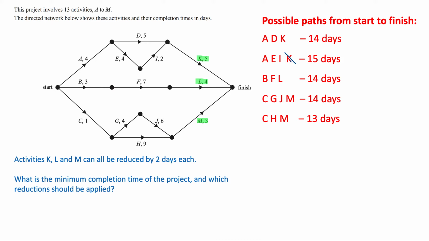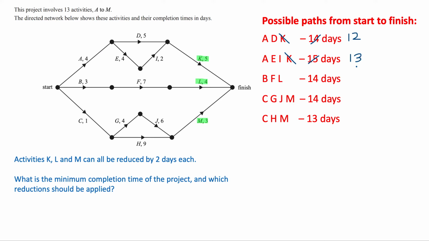But you also put it, if K is on any other path, like this first one, you can put a line through it there, because obviously that's going to reduce both of those paths that have K on it. And if we apply the reduction by 2 days, then this first path that was 14 days is going to come down to 12. And the second path, the critical path that was 15 days, now comes down to 13.